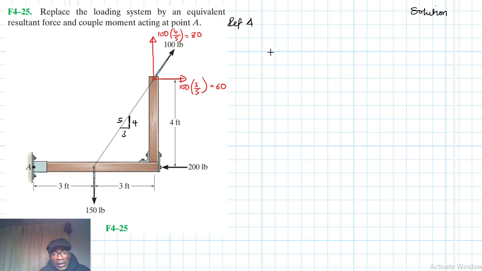taking moments about point A. So we'll say summation of forces in the x direction is going to be equal to, what do we have? In the x we have a 60 is positive minus 200. If we subtract this, what does it give us? It gives us a 140, right? 140.